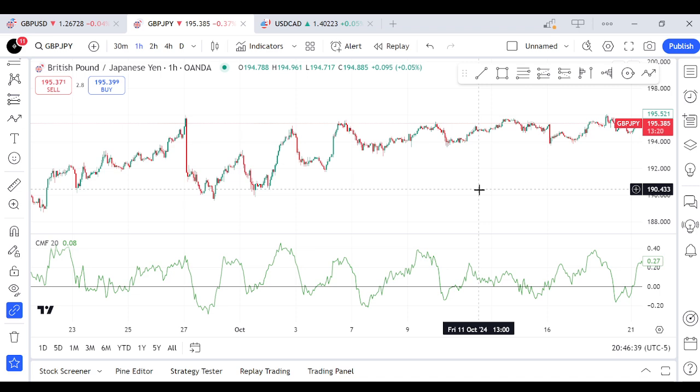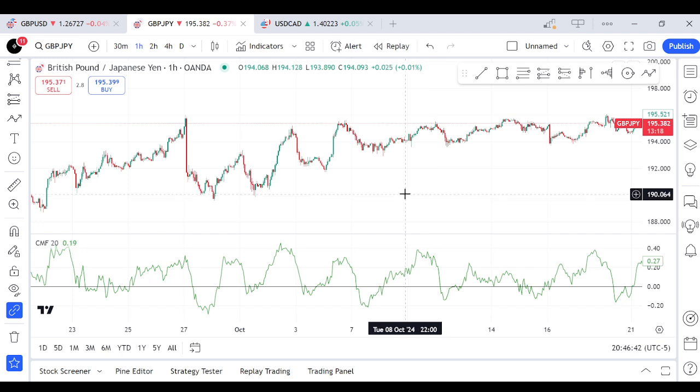So first, what is the Chaikin Money Flow Indicator? The Chaikin Money Flow Indicator, which is CMF for short, is a technical analysis tool used to measure the strength of buying and selling pressure in the market. It was developed by Mark Chaikin, a well-known stock market analyst, and is based on the concept that price tends to close near their highs during periods of accumulation, which is buying pressure, and near their lows during periods of distribution, which is selling pressure.